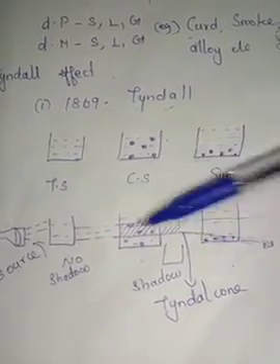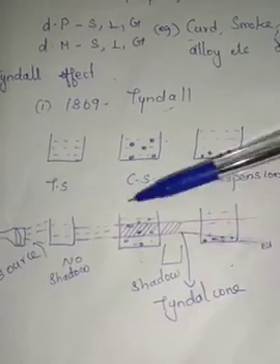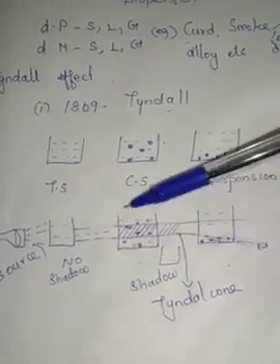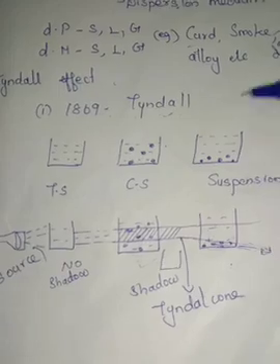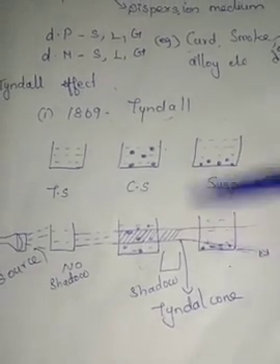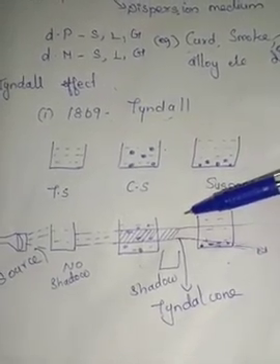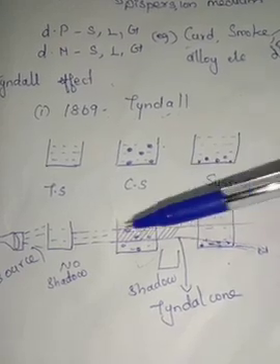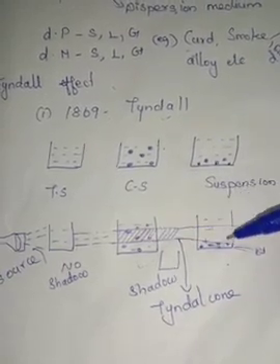Whereas these two do not possess these properties. Only here we can see this property clearly. That is called what effect? Tyndall effect. Do you understand what the Tyndall effect is? Okay. So this is the true solution, this is the colloid, and this is the suspension.